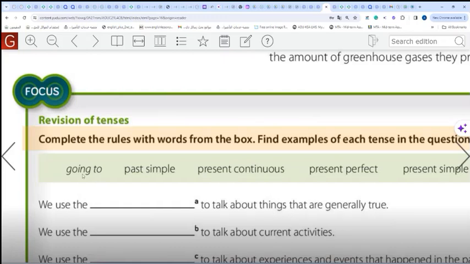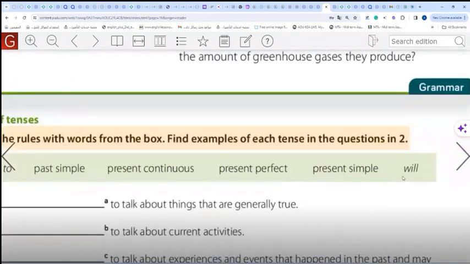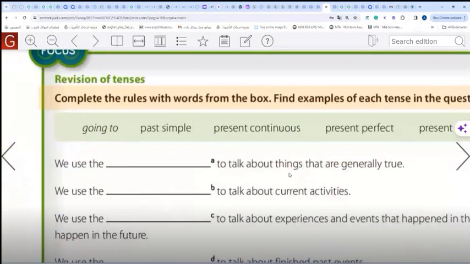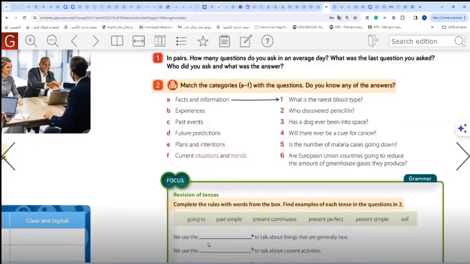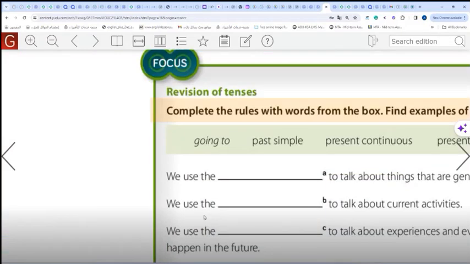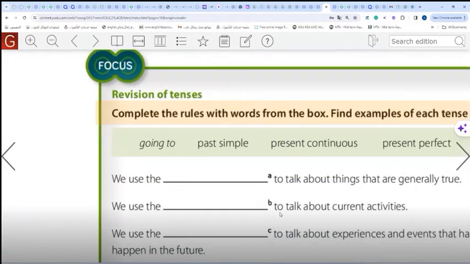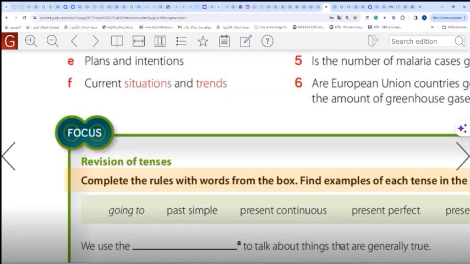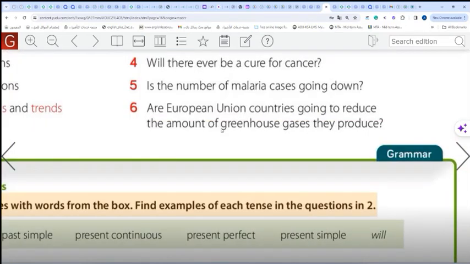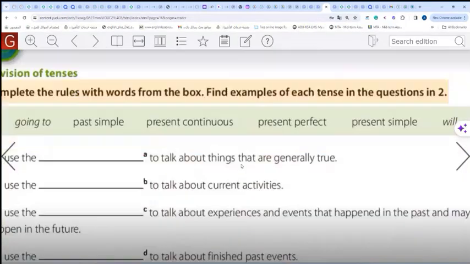Dear students, we use the what to talk about things that are generally true. Do we use going to, past simple, present perfect, present simple, or will, to talk about things that are generally true? Facts, I mean. To talk about facts. Present simple. Present simple, excellent. Number 2, we use the, okay, to talk about current activities or current situations. Present continuous. Present continuous, excellent.